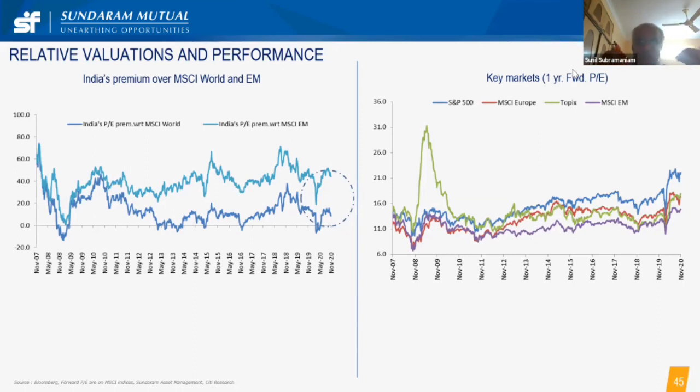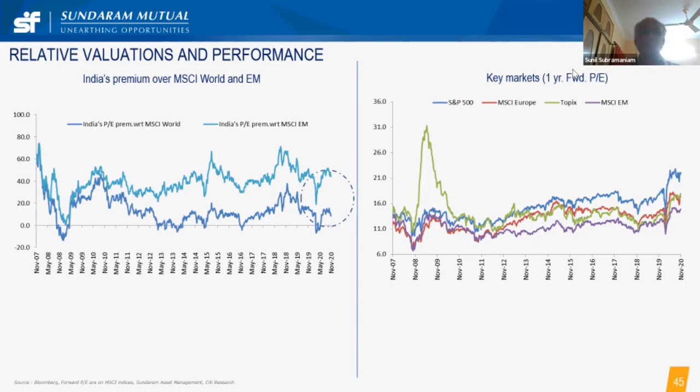So India is always at a premium to the world. So the attractiveness of India reflects in the premium that foreigners are willing to pay to invest in Indian stocks, right? Now that premium saw a sharp correction over the last 2 years, culminating in the premium to the world we are actually going to discount. But even in emerging markets, the premium corrected by 30%.